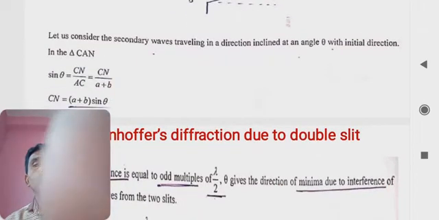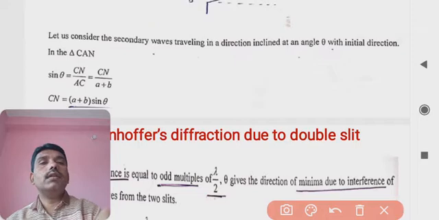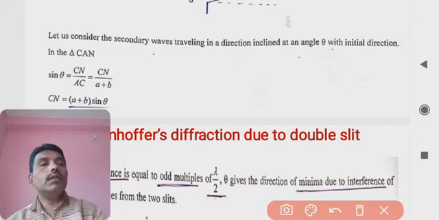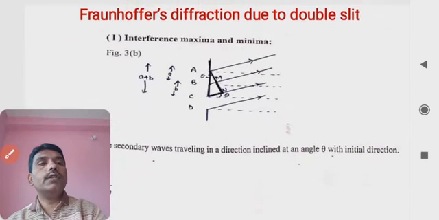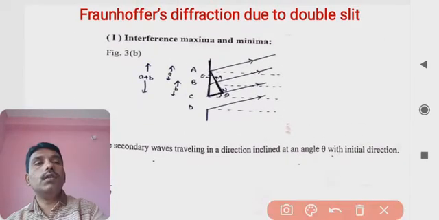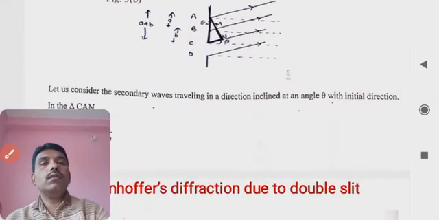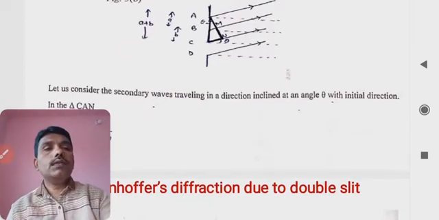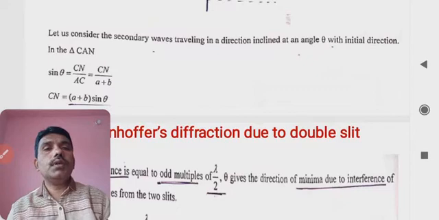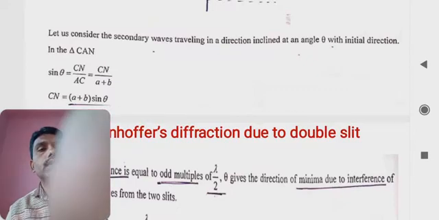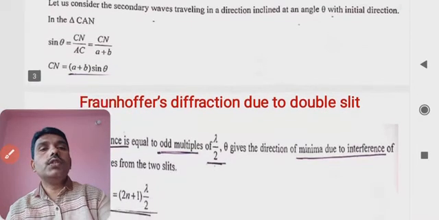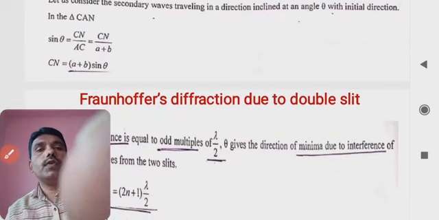But as the sin theta, we have found that Cn and AC is nothing but the slit width, where it is small a plus b. So this is what a plus b. Replacing these values of Cn, AC is going to be replaced with this a plus b. So here we have the new relation to find the path difference when we are calculating.